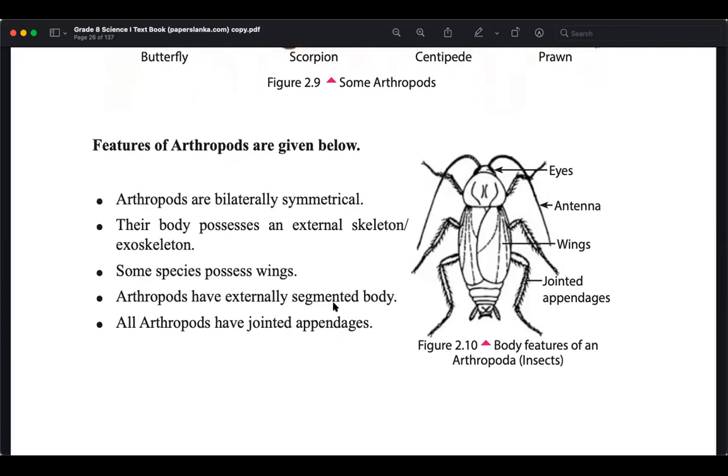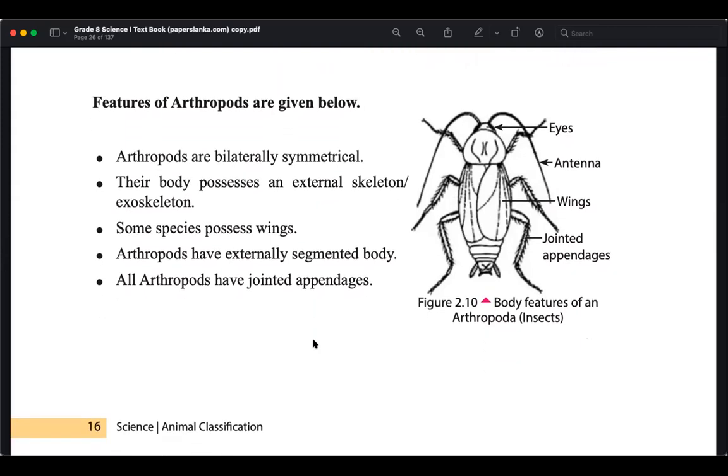It has an extremely segmented body, a lot of parts in its body, and all arthropods have jointed appendages. So what are appendages? Here, jointed appendages. Appendages means, you know, body parts.